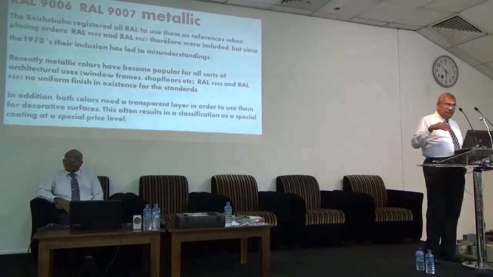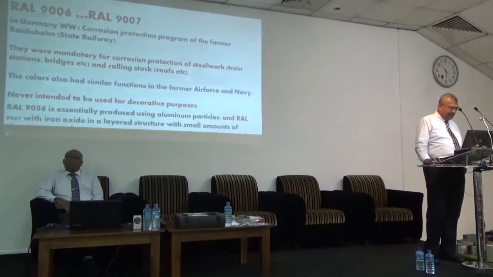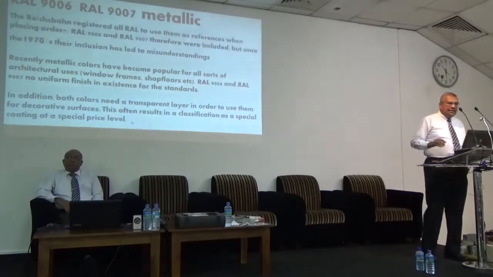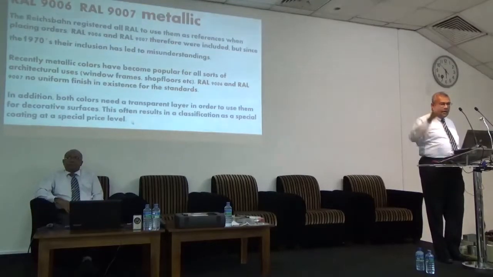Now, we experience a lot of problems with our customers because they want 9006 or 9007. Sorry, 9006 and 9007. Now the issue is that this is not gloss. In large scale, it comes out flat. So people want aluminum to be glossy, but we say, sorry, we can't give RAL 9006 or 9007 in a glossy finish.